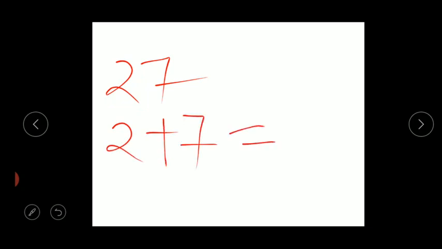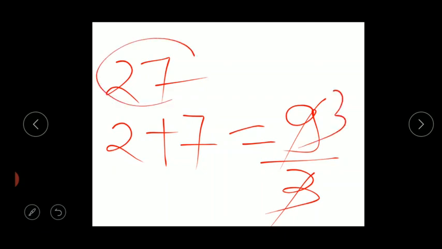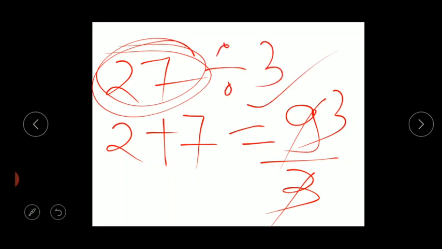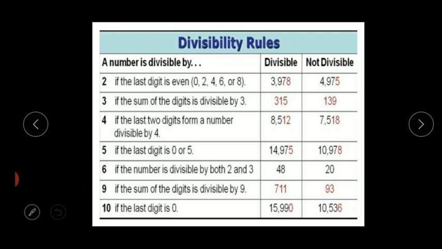Suppose you have another example, say 27. First of all, you will add 2 plus 7, the digits of the given number. Whatever result you get, 9, you check whether that is divisible by 3 or not. 3 3s are 9. So yes, 27 is divisible by 3. So this is the way to check whether 3 can divide a given number or not.